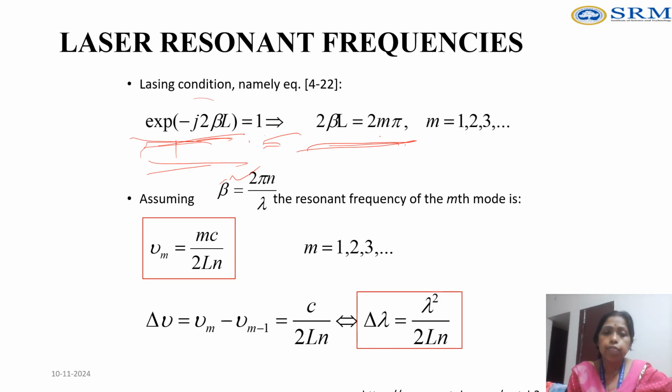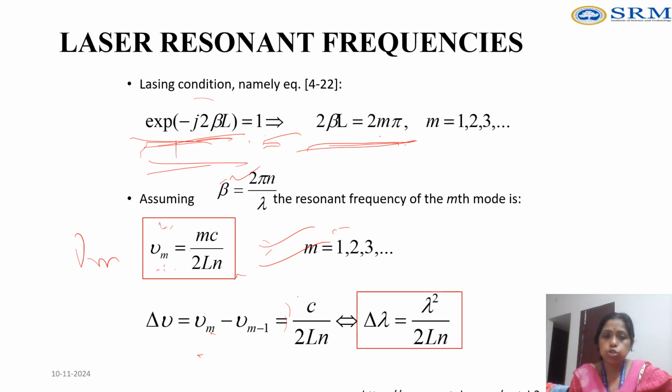Okay, so again, if you substitute this, the frequency, the optical frequency you can represent as nu. Nu is equal to mc by 2L. Okay, mc by 2L. So if you substitute the equation, you will get mc by 2nL. So for the mth order mode, the frequency is mc by 2L. For the m minus 1 order mode, the frequency will be (m minus 1) c by 2L.